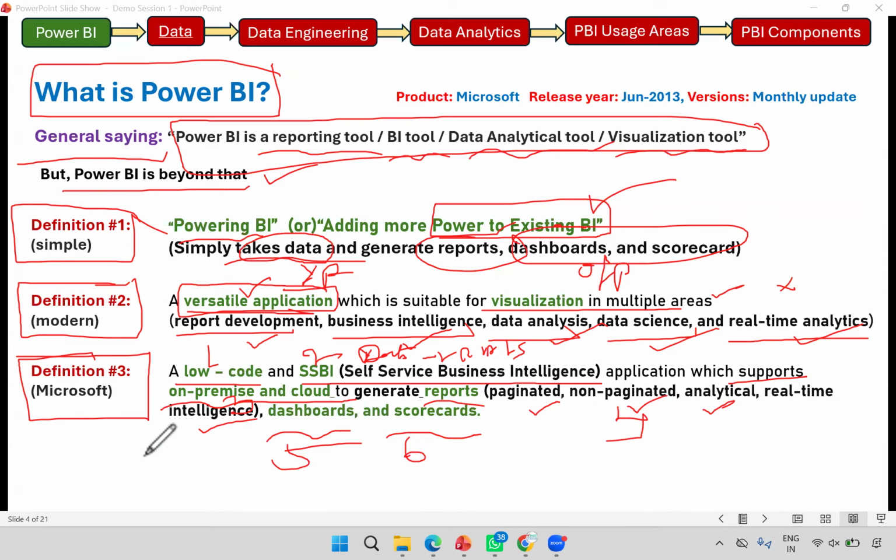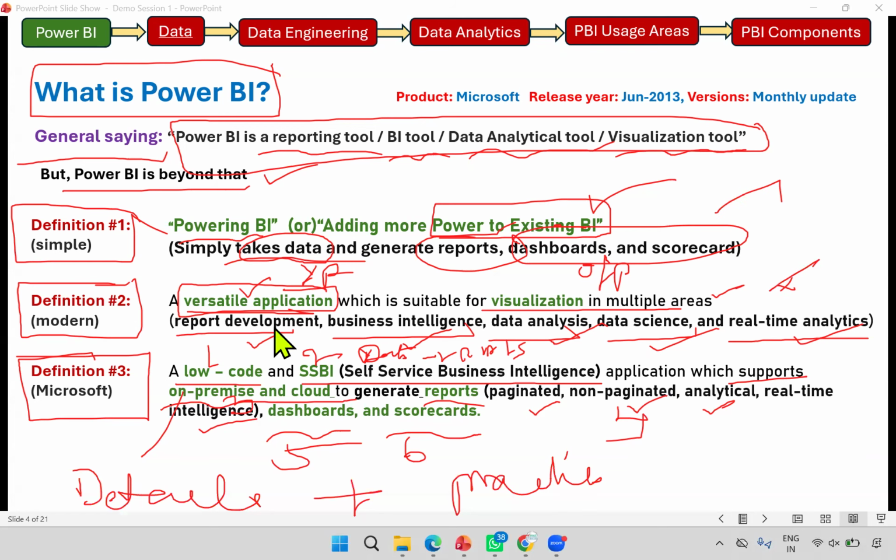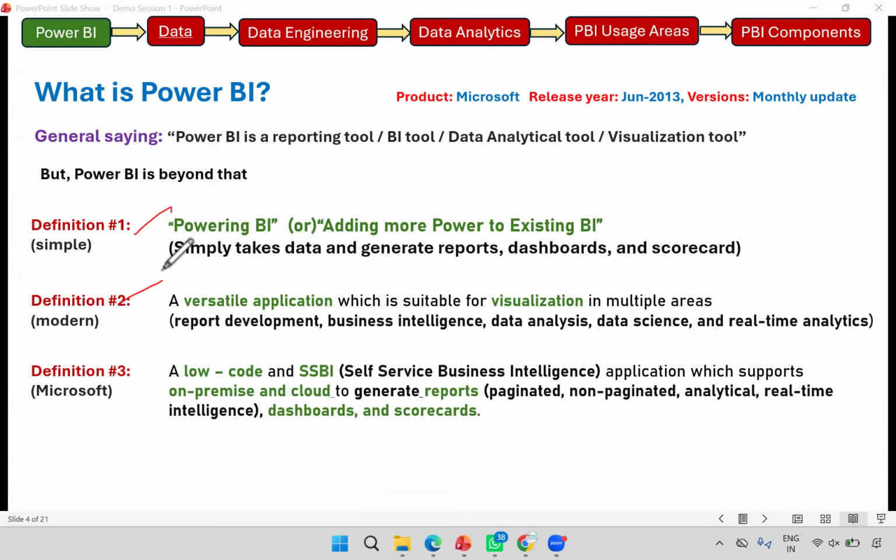So tomorrow I will explain this in detail and also do a practice on this. Today, these two definitions, this and this, I will explain. So fine, Power BI is adding features to existing BI and providing support in all the areas.